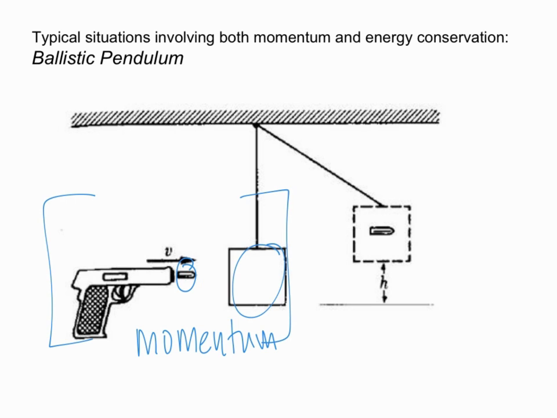the motion. And then when we look afterwards, this block is attached to a string, and that string swings up, and so there's a change in height. The objects move together. The bullet is embedded in the block, and so there's really just one object at that point. So for this part of the motion, we would be thinking about energy.